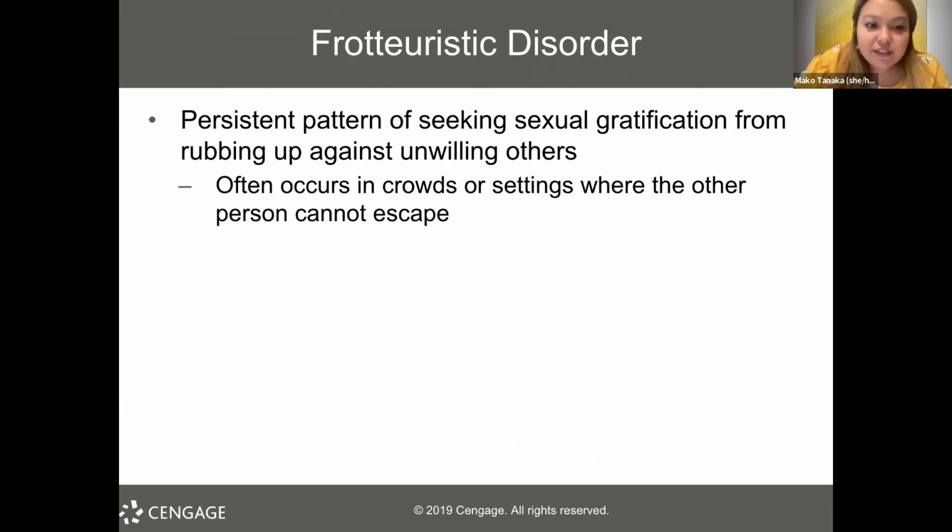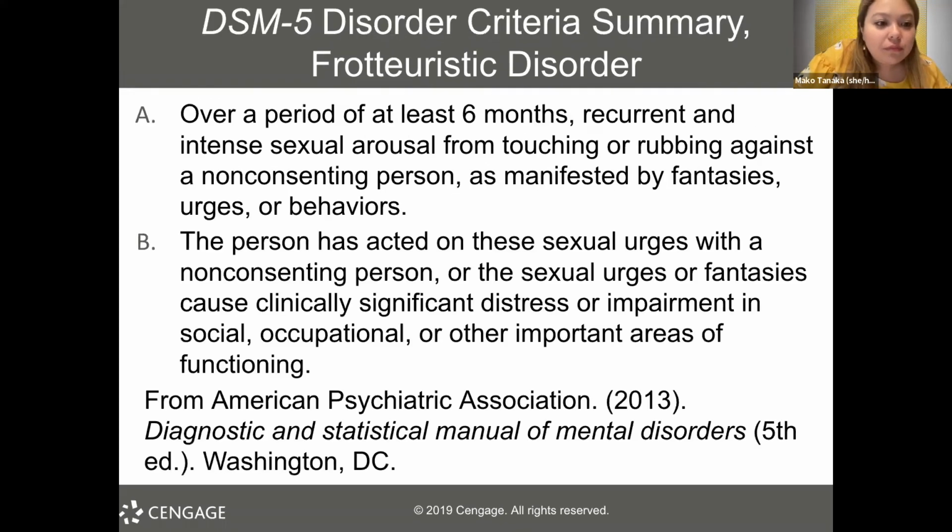Now for frotteuristic disorder. A person with this disorder seeks sexual gratification by rubbing up against unwilling others. And this often occurs in settings like crowds or settings where a victim cannot escape. You can think of a crowded elevator or a trip on a subway. A person might use those settings to rub up against an unwilling person. And just like with fetishistic disorder, you're looking for it to be present for a period of over 6 months. And in this case, you're rubbing up against a non-consenting person, which is an important point to make.